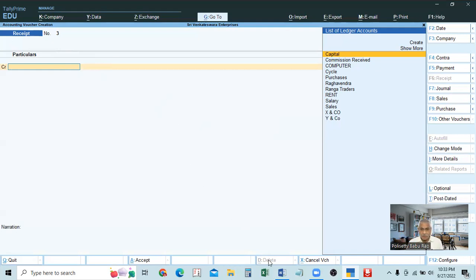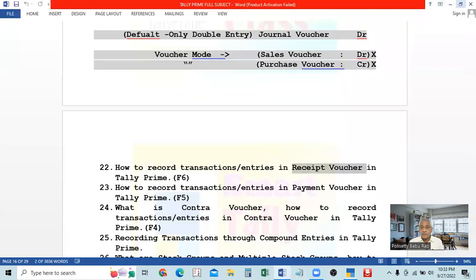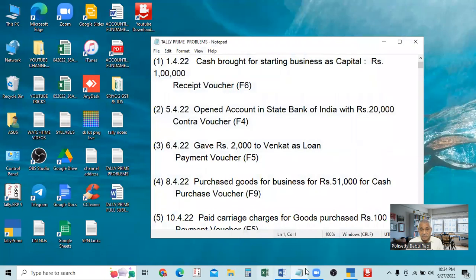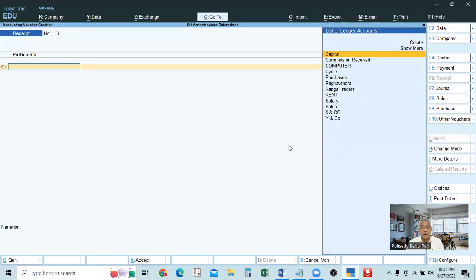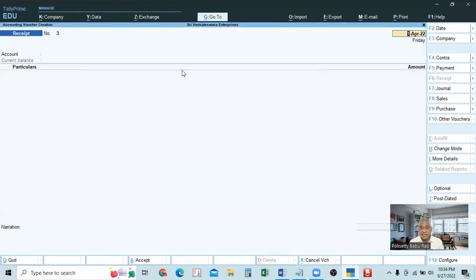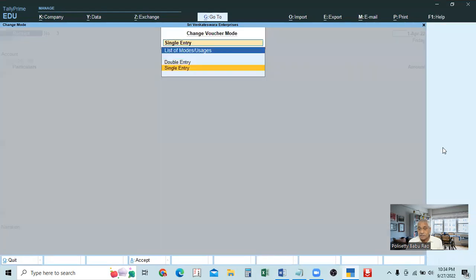Okay, so we will take up one example. I am taking one example, so you can understand. And one more thing: now when we are entering, we will enter all the transactions in the double entry system only. So here, Control H, it will show double entry, that's what it's showing. Double entry or single entry, we can do. So first of all, change it to double entry.